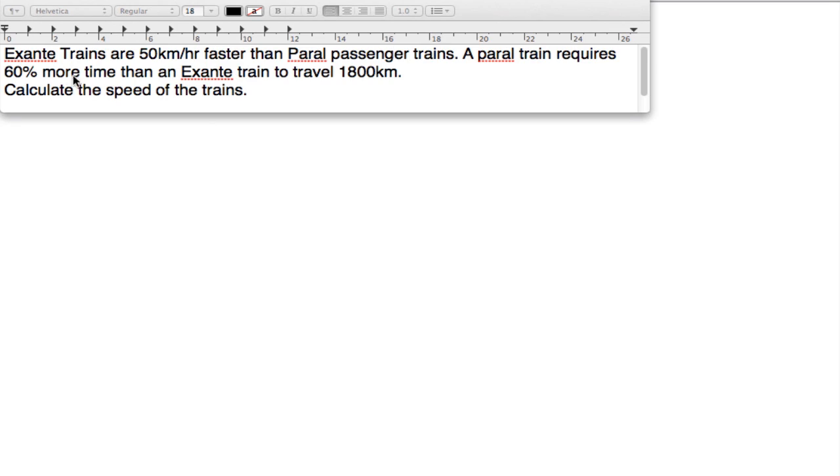Okay, in this question, Exante trains are 50 kilometers per hour faster than the Paral passenger trains. A Paral train requires 60% more time than the Exante train to travel 1,800 kilometers. It asks us to calculate the speed of the train.